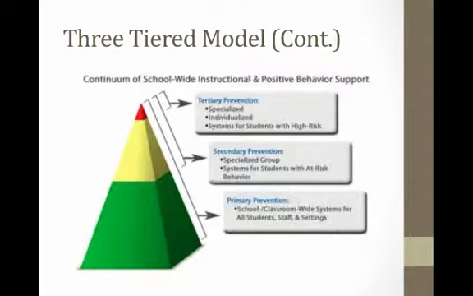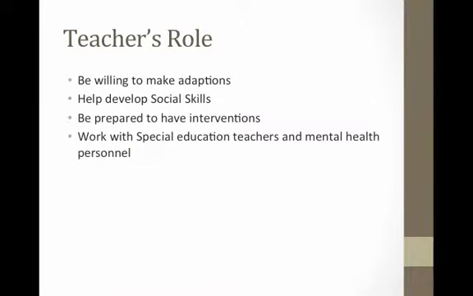So moving on from Steph's part with the 3-tiered model, we're going to move on to the teacher's role in helping an EBD student. So pretty much the basics are the teacher has to be willing to make adaptions for the student and help them develop their social skills in the classroom and with other students, as well as the teacher has to be very prepared to have interventions with EBD students because it is something that will occur and will not be avoidable. As well as teachers are going to have to work especially close with special ed teachers and mental health personnel concerning your EBD students.